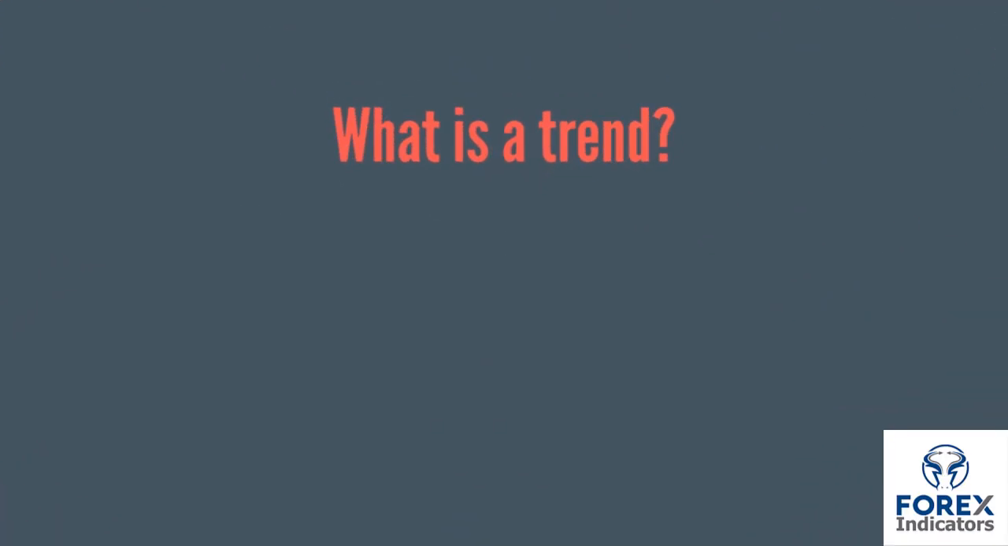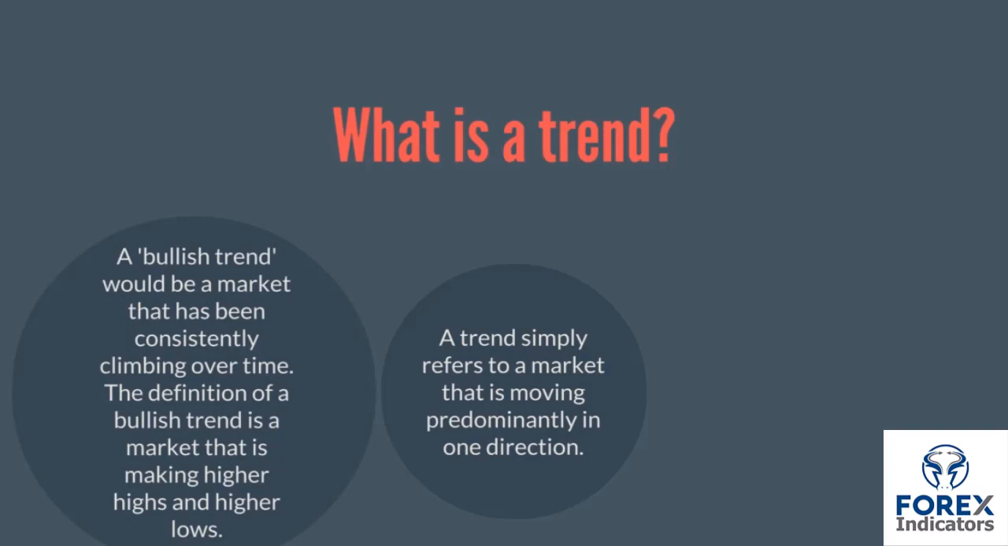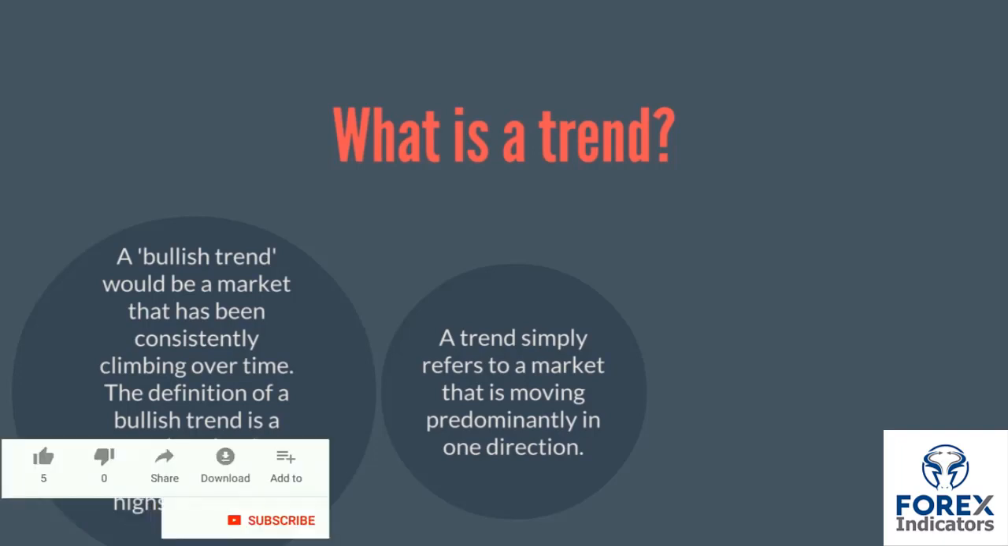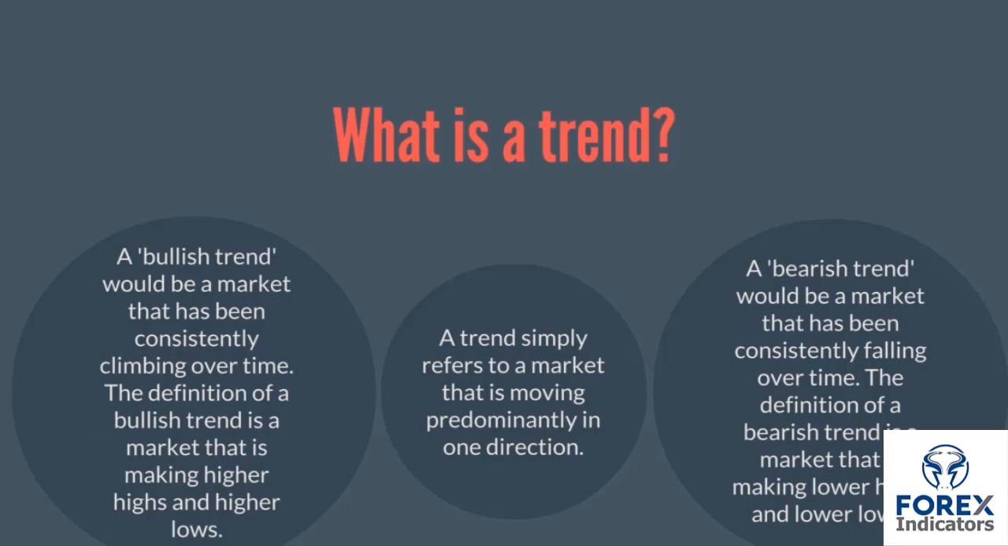What is a trend? A trend simply refers to a market that is moving predominantly in one direction. A bullish trend would be a market that has been consistently climbing over time. The definition of a bullish trend is a market that is making higher highs and higher lows. A bearish trend would be a market that has been consistently falling over time. The definition of a bearish trend is a market that is making lower highs and lower lows.